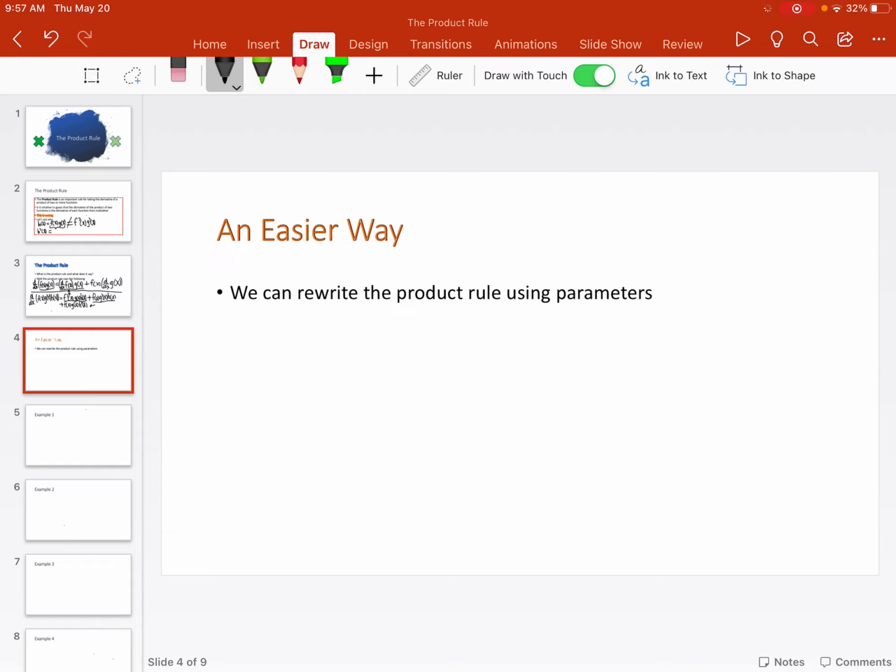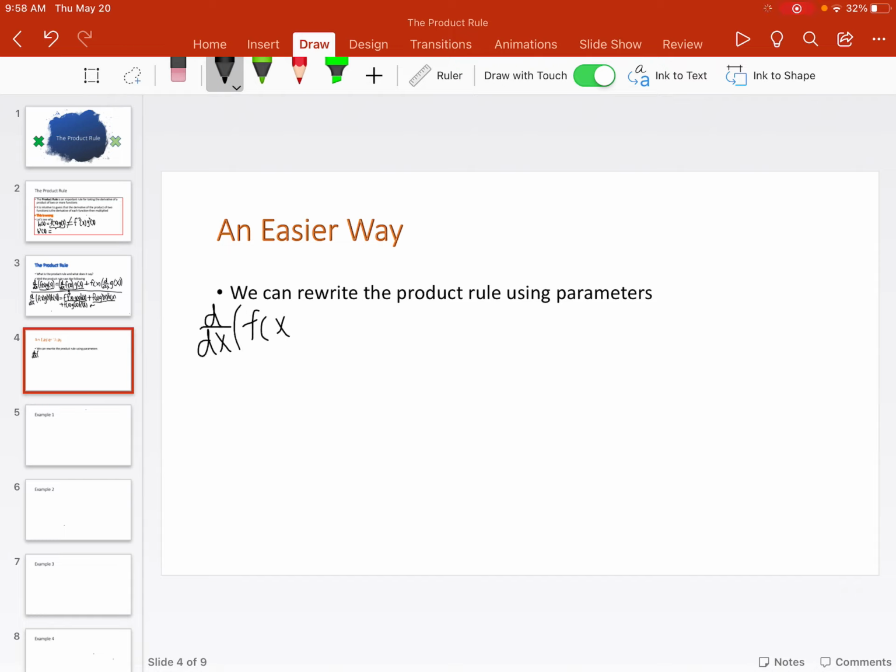Let's write our product rule out. Actually, first I'm going to explain what is a parameter. Well, in its simplest form, a parameter is just assigning a letter to something. So I'm just going to make it real simple and use very informal language. It's just assigning a letter to something.